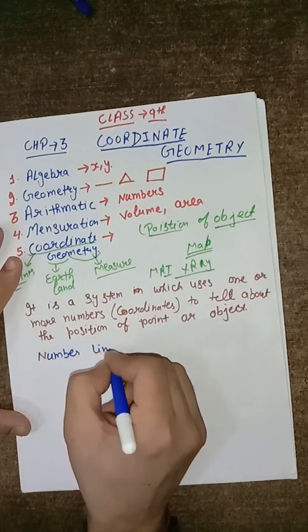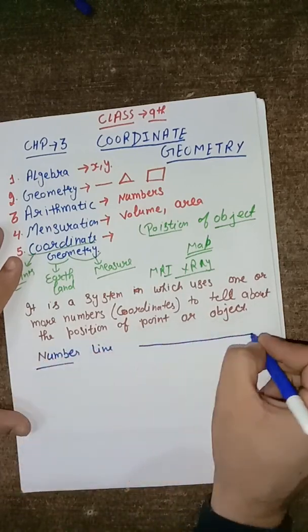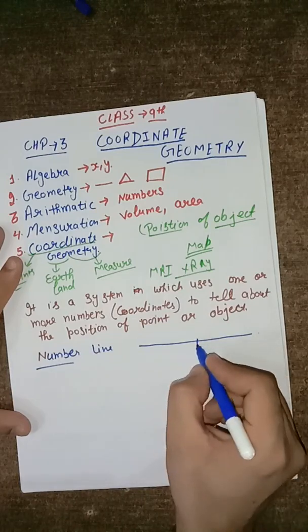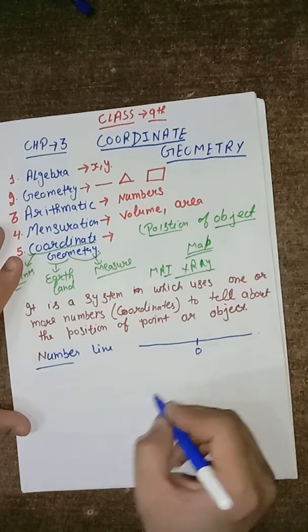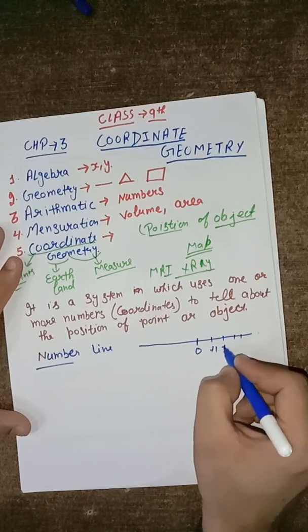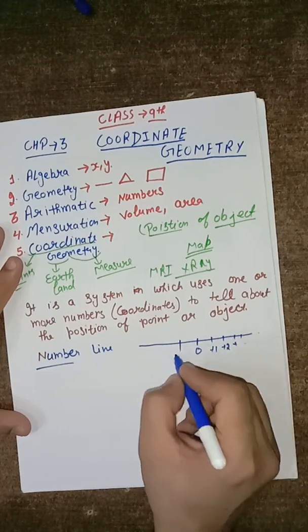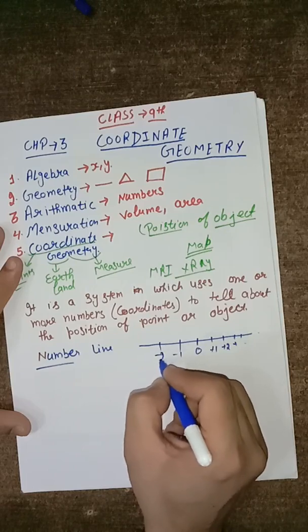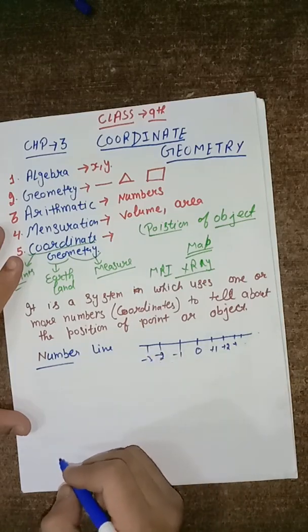Number line. This is my number line in which the center point is 0 and here are positive 1, +2, +3 and so on, and on the left side there are -1, -2, -3.